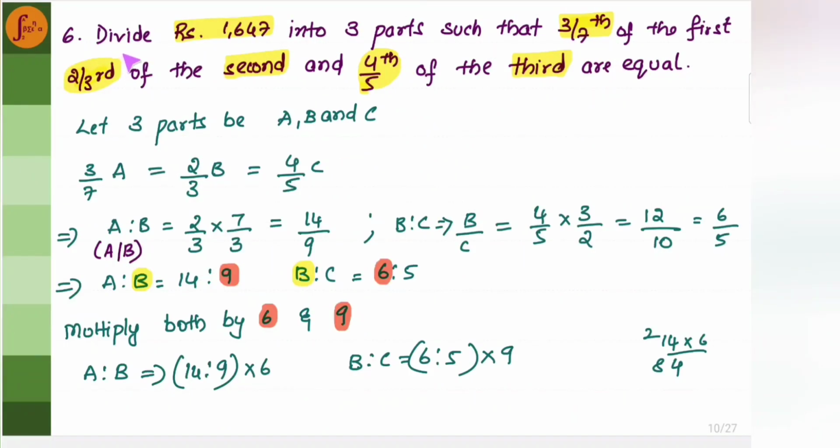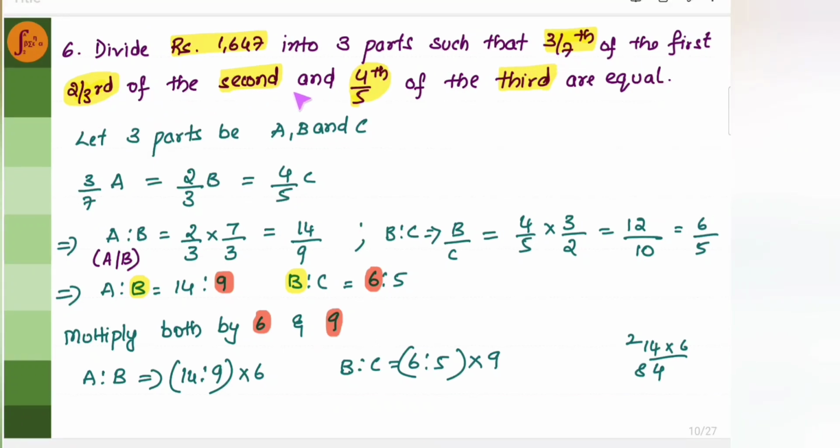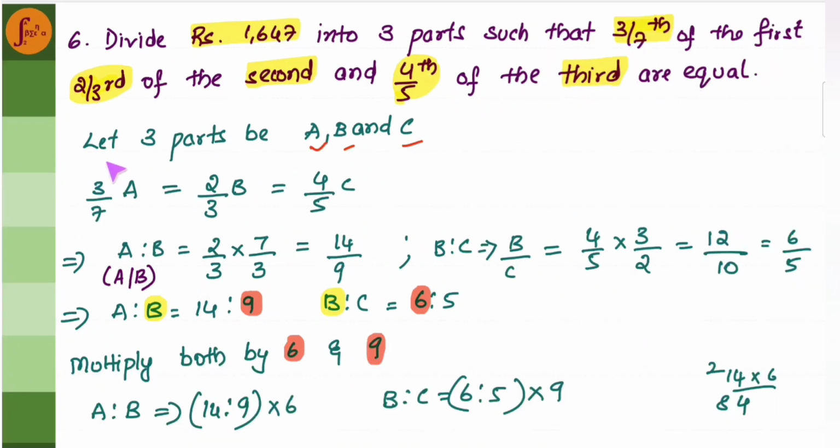Let's take this problem. Divide rupees 1647 into 3 parts such that 3/7 of the first, 2/3 of the second and 4/5 of the third are equal. So, this is simple. Let's consider the 3 parts to be A, B and C. 3/7 of the first part, that is 3/7 into A, is equal to 2/3 of B, 2/3 of the second, which is 2/3 into B, and 4/5th of the third, that is 4/5 into C.